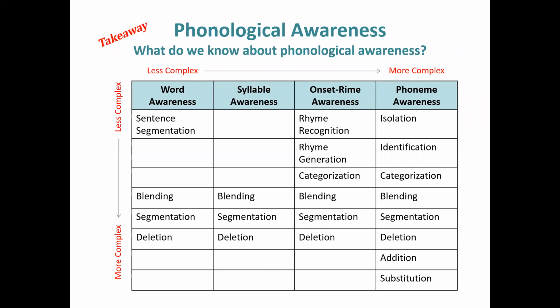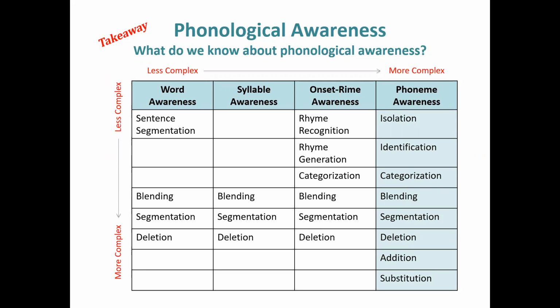Notice the arrow across the top. The categories become more complex as students progress from the word level to syllables, to onset and rhyme, and then to phonemes. The arrow along the left-hand side also shows that students progress down each category, learning increasingly more complex skills. Let's take a look at the phoneme awareness column.